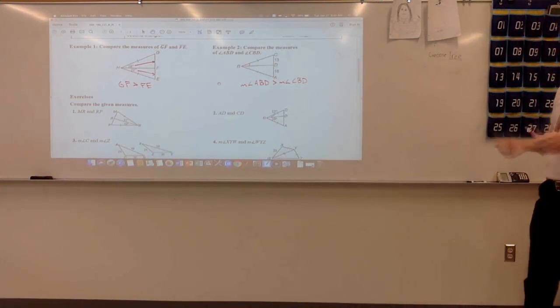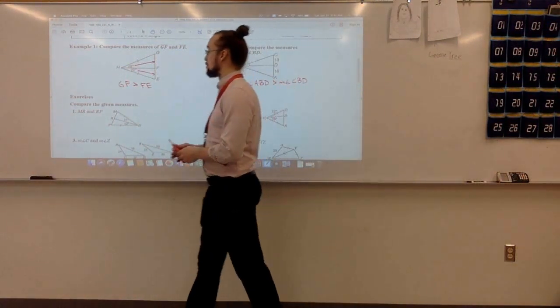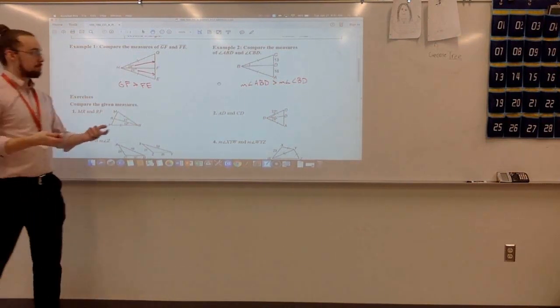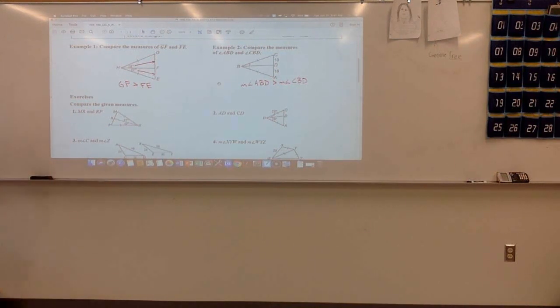So that's all we're doing here. We're just comparing the measures. We're not solving for anything. We're not finding actual measures. We're just saying, since this angle is bigger, that side's bigger. Since that side's bigger, that angle's bigger. That's all we're doing here at first.